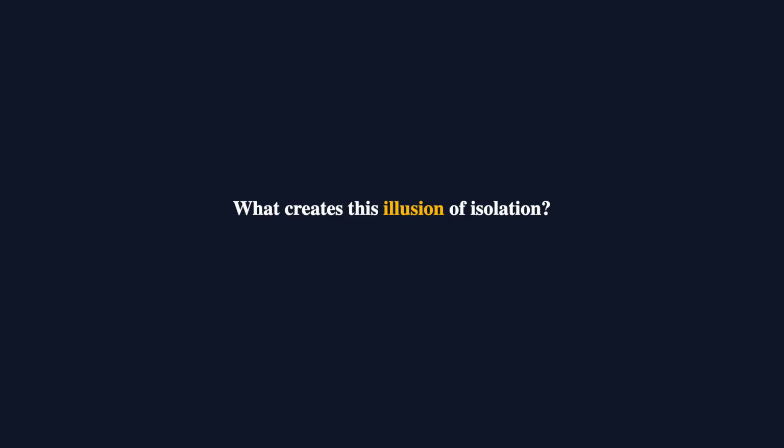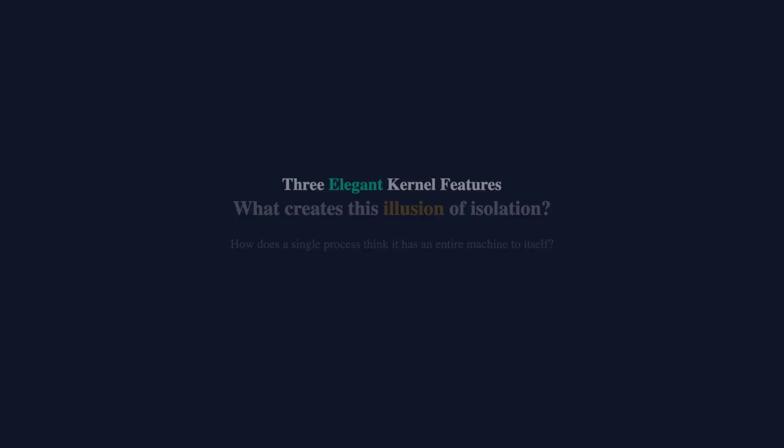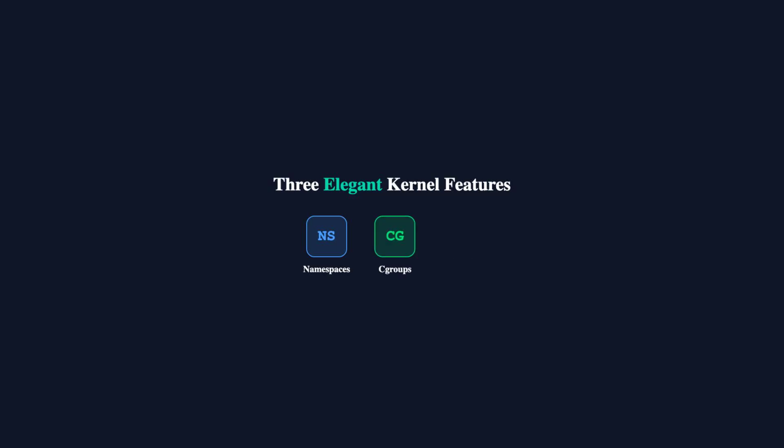So what creates this illusion of isolation? How does a single process think it has an entire machine to itself? The answer lies in 3 elegant kernel features. And once you understand them, you'll never look at containers the same way again.